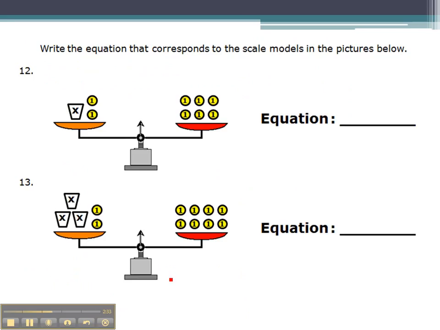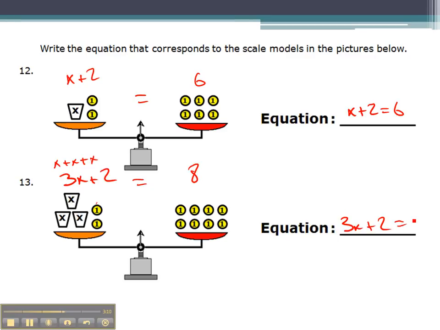Okay, on 12 and 13, we need to write an equation that corresponds to the scale models in the pictures below. So looking at the scale model, on the left side I have x plus 2, and on the right side I have 6, and the balance scale represents an equal sign. So x plus 2 equals 6. This other balance scale, this time I have 3 x's, x plus x plus x, or 3x, plus 2 positive chips equals, on the other side we have 8. So 3x plus 2 equals 8.